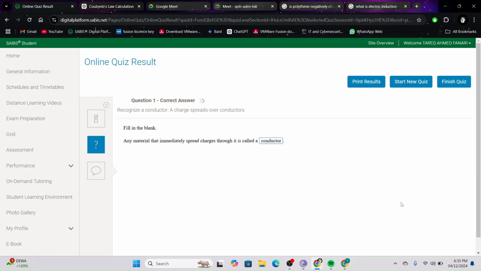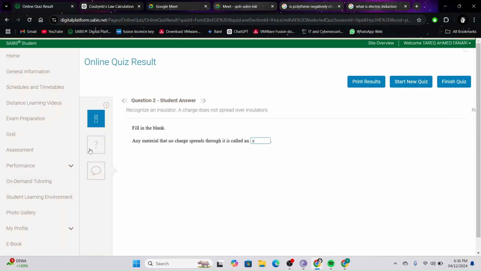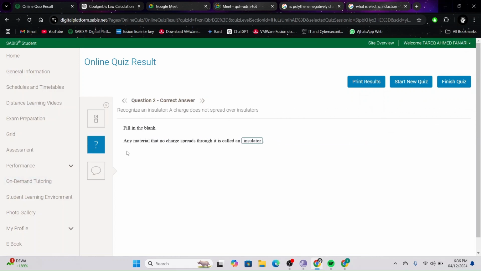So question one: any material that immediately spreads charges through it is called a conductor. Okay, you should know this. And then the opposite applies for the insulator, and it's tested here. Any material that no charge spreads through it is called an insulator. Correct, because an insulator blocks all charges from flowing through it.